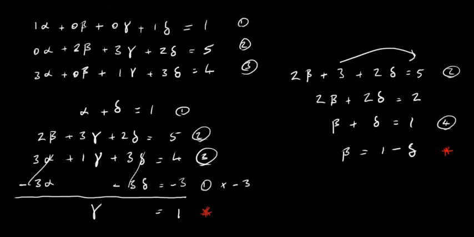So let's have a look at, we started here with alpha plus delta is equal to 1. This is equation 1, so I'm going to bring that down here. So we've got alpha plus delta is equal to 1, which gives me alpha is equal to 1 minus delta as well. So this is another solution here.